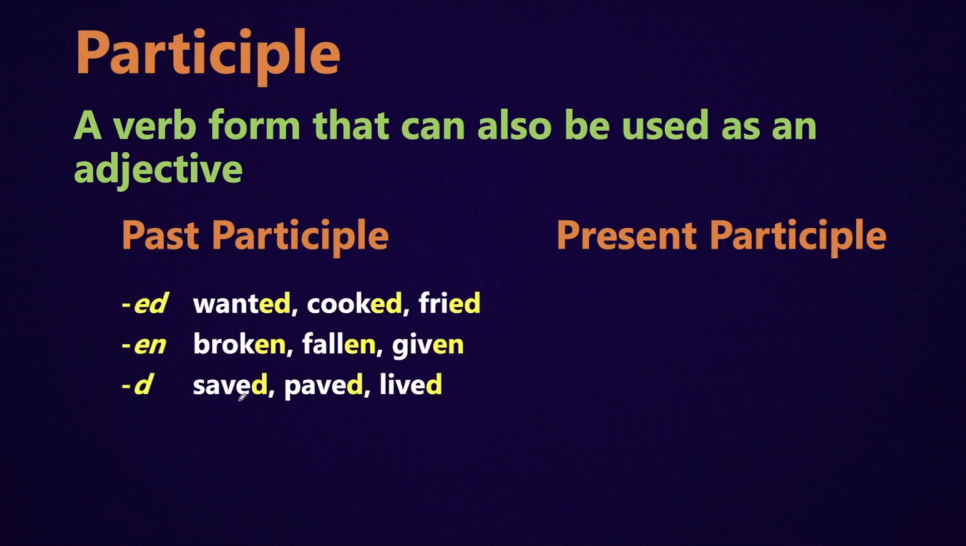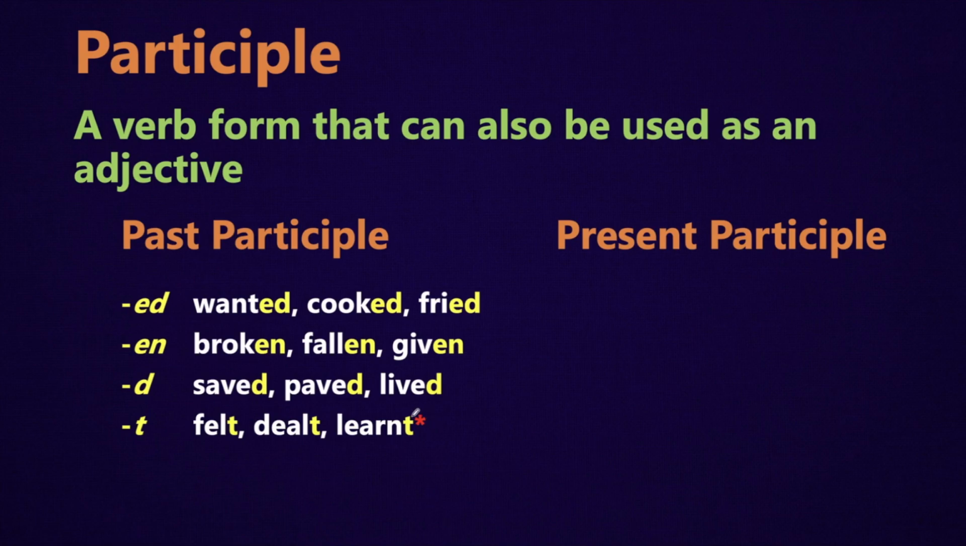Now these ones, they look like an ed ending, but the original verb already has an e in it, like save or pave or live. We're just adding a d on the end. Whereas in these ones, like want, we are adding ed to it. So these ones are a little bit different. We'll also see past participles with a T at the end sometimes, like felt, dealt, or learnt.